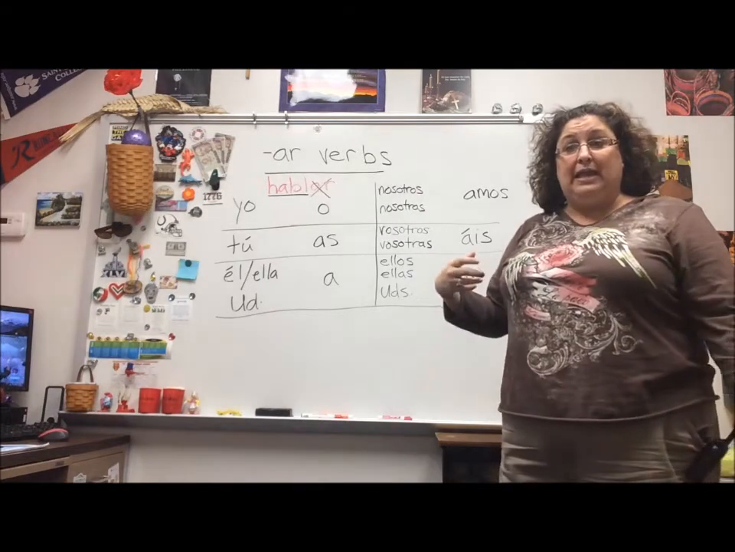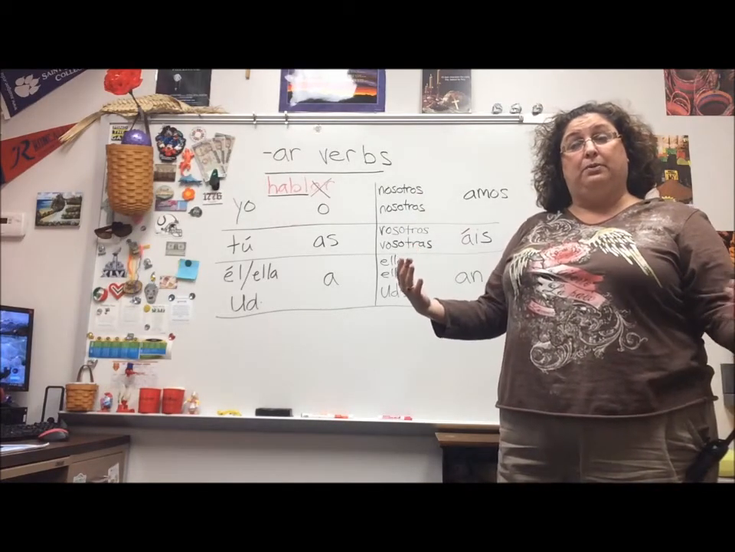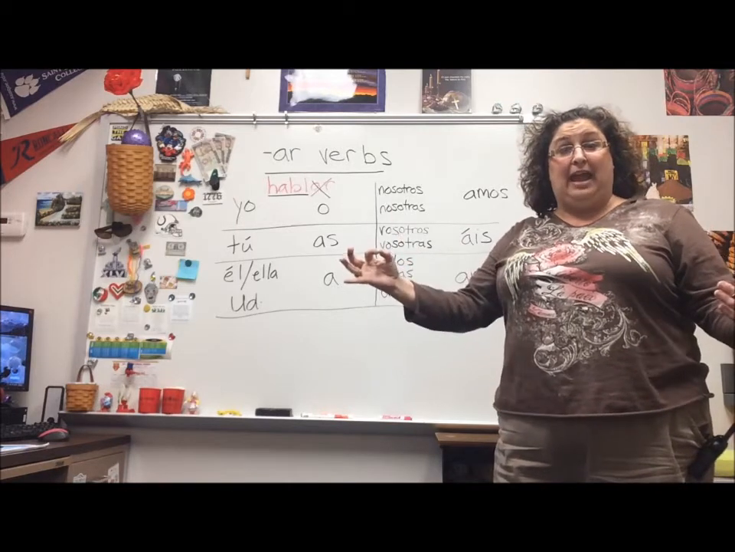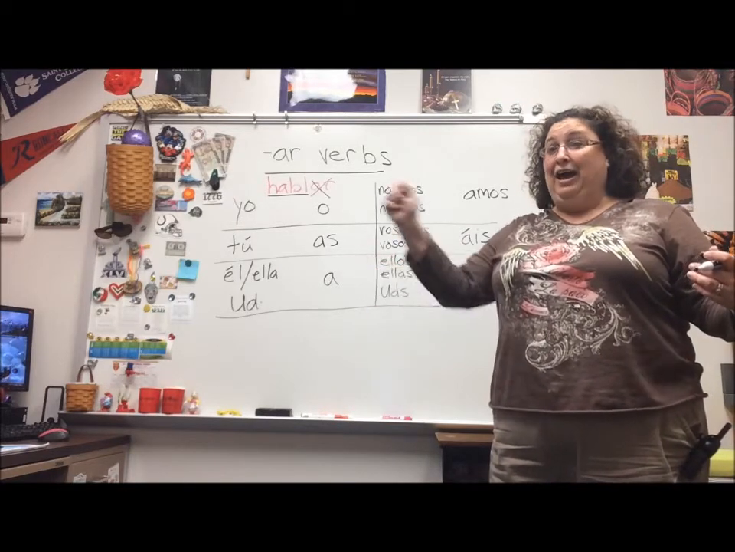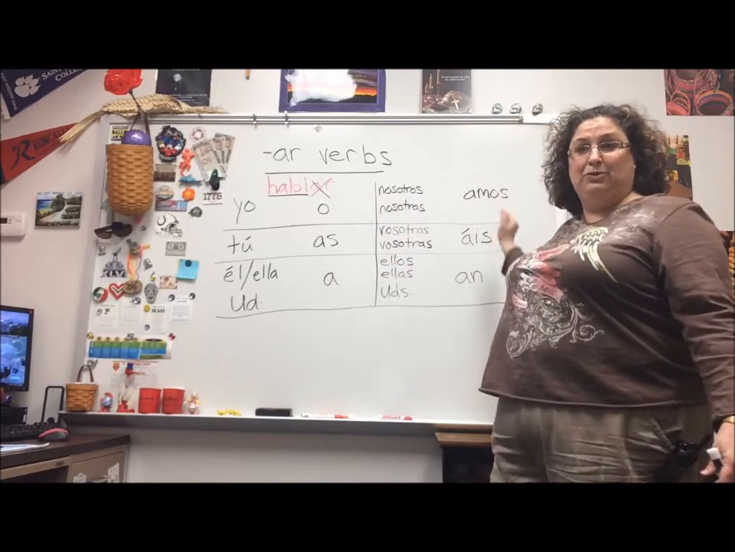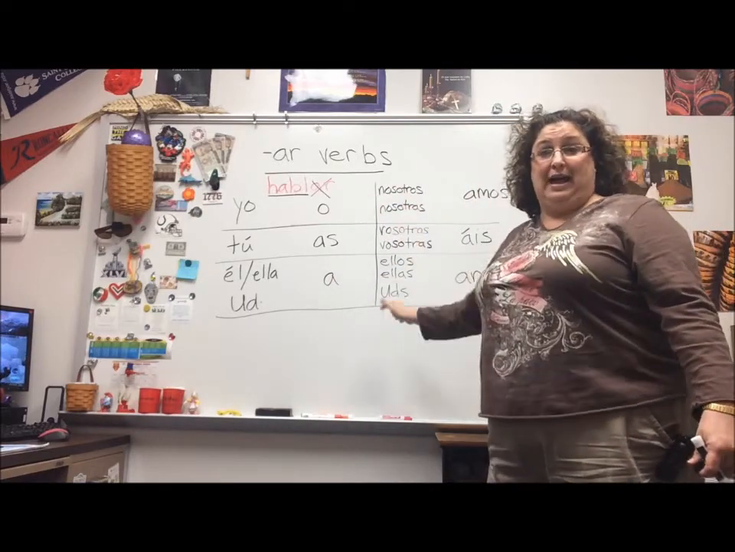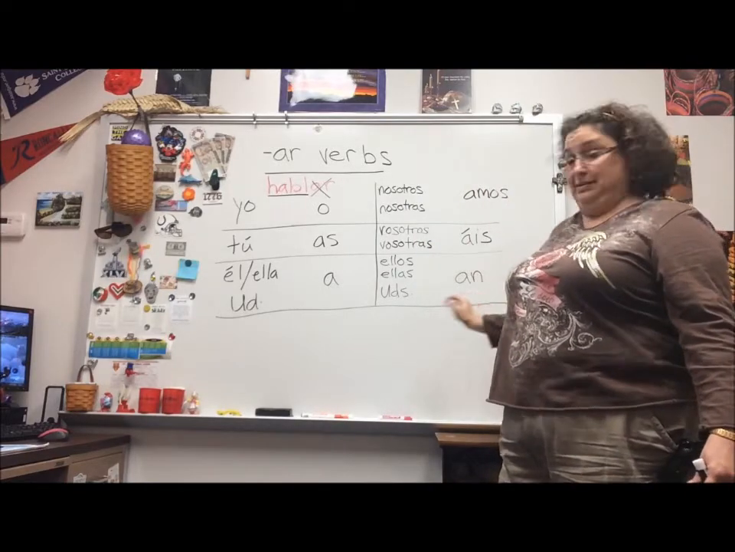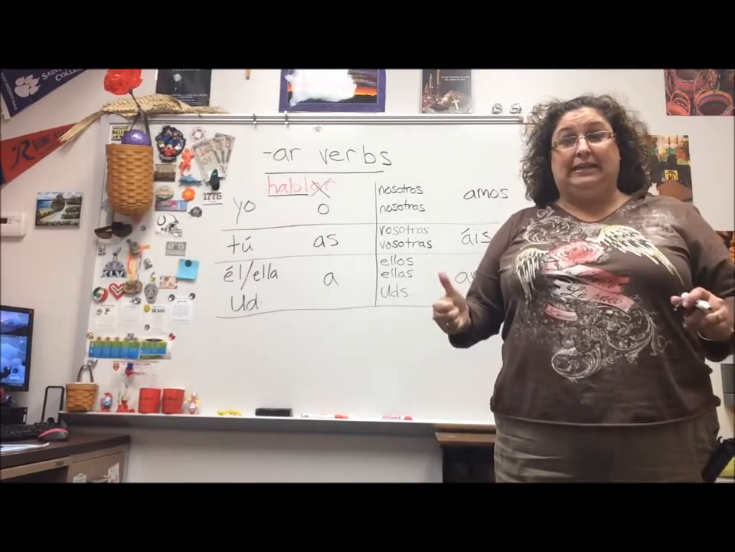Okay? So my endings, you can think of it this way. If you want to remember your AR endings and get the stamp when you have to come up and say, I know the AR endings, here's how you say it. O, as, a, amos, áis, an. O, as, a, amos, áis, an. Okay? Got it? Great. Let's practice.